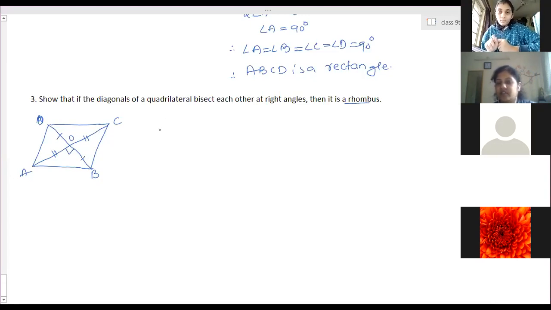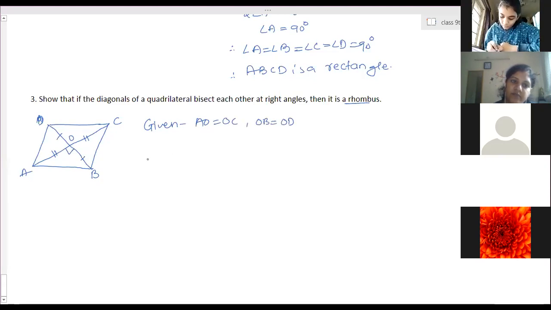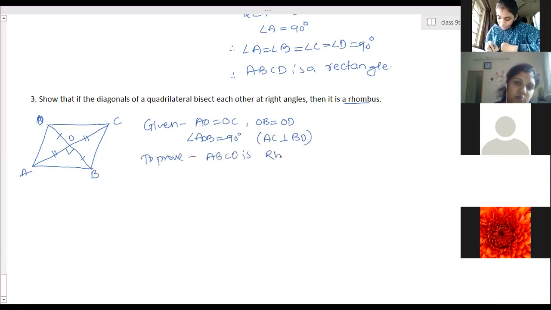Okay. So first we have to prove it is a parallelogram. How to prove it? Given things first. AO is equal to OC, OB is equal to OD, and angle AOB is equal to 90, that is AC perpendicular to BD. To prove: ABCD is a rhombus. Proof. First, how to prove it is a parallelogram?